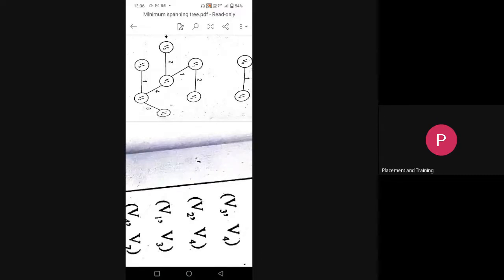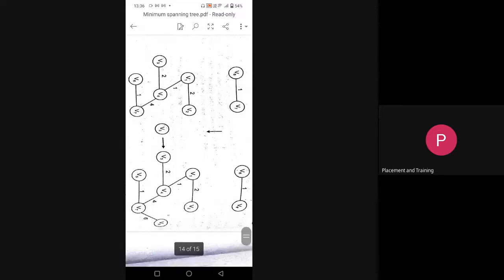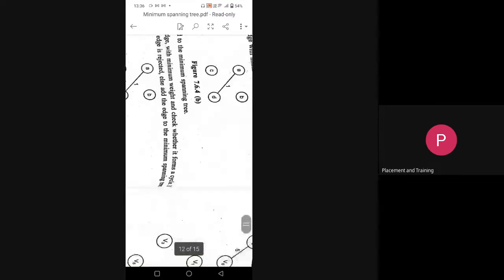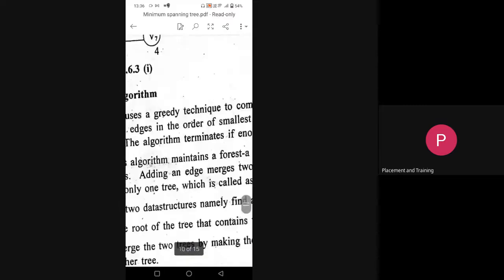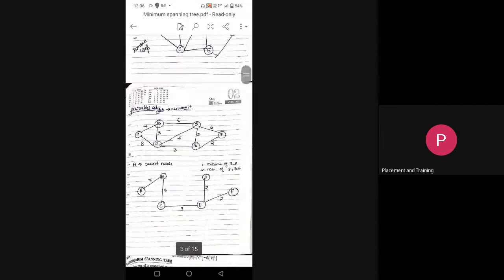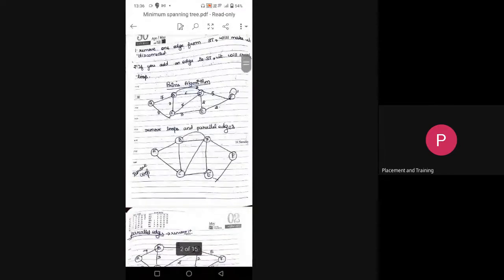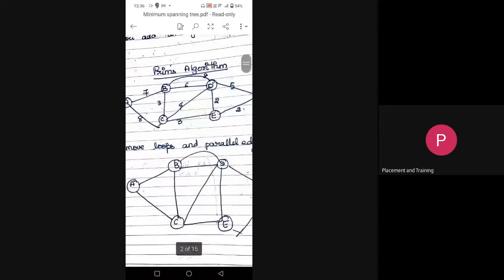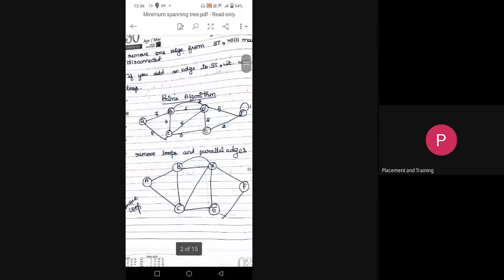Thank you, ma'am. And then again coming to Prim's. Prim's is again going to be the same thing. As I just told you, I don't want to use the PPT. I will use the material which I just shared with my students. So for Prim's, let's just have a look at this. When we have a look at this, the other one is going to be easy for us.